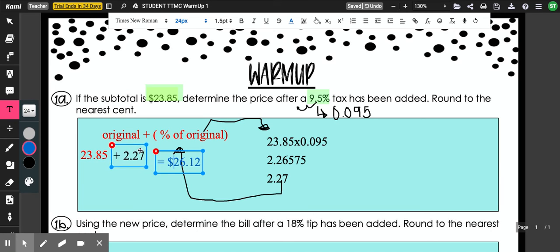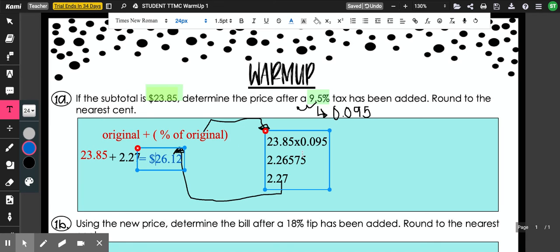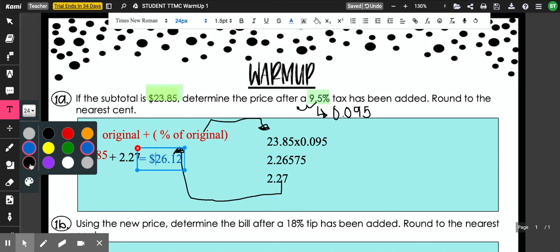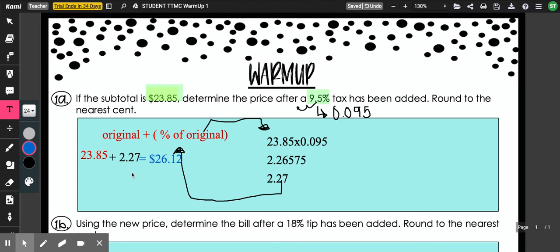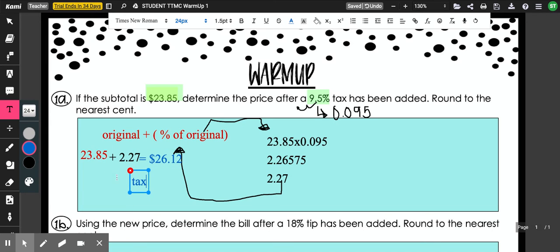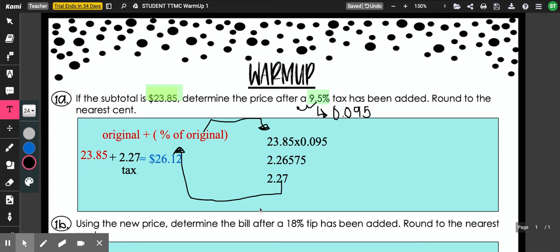This $2.27, understand that that represents my percent of the original, so my 9.5% of the original price, which is my tax. So let's just go ahead and write that underneath here. Ooh, I like that as blue. This is my tax. Original price plus my tax price gives me $26.12.